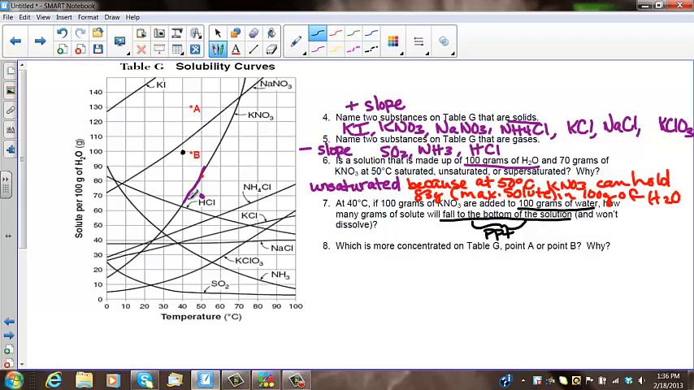I'm going to look at that in relation to KNO3. This is above the KNO3 line, so we know it's supersaturated. It can't simply hold that much. And at 40 degrees, KNO3 can hold approximately 65 grams. So it has 100 grams in it. It can really only hold 65. So the difference is the amount that will precipitate out, which is approximately 35 grams will precipitate.